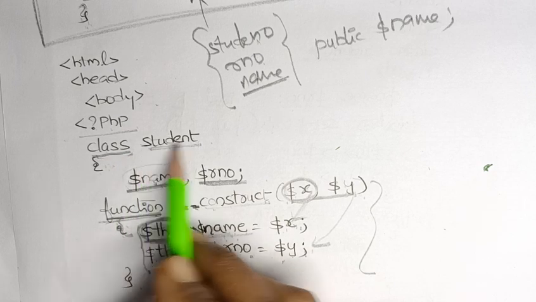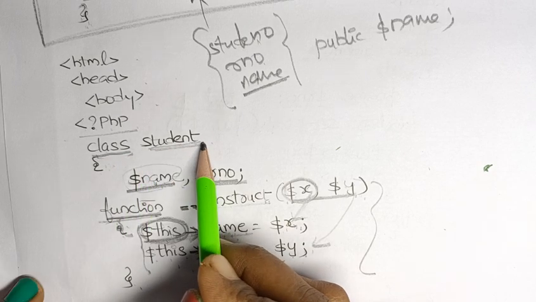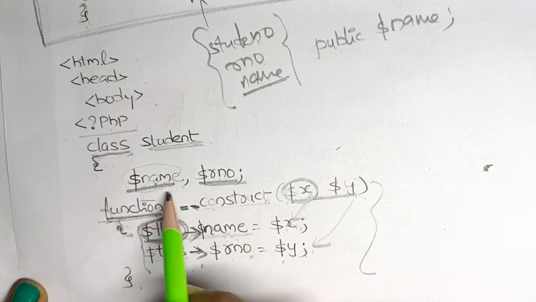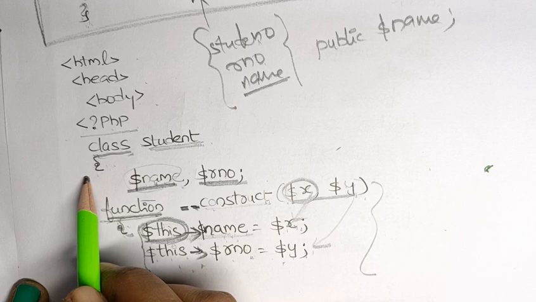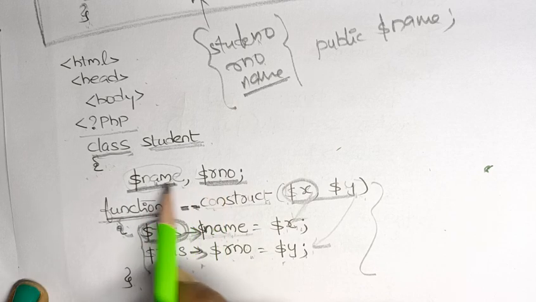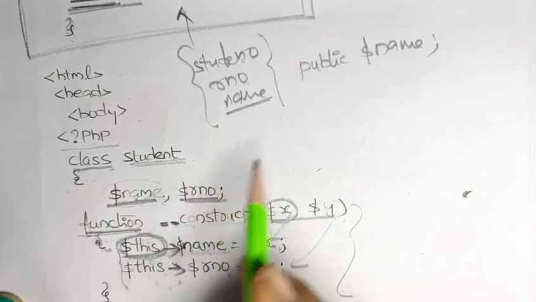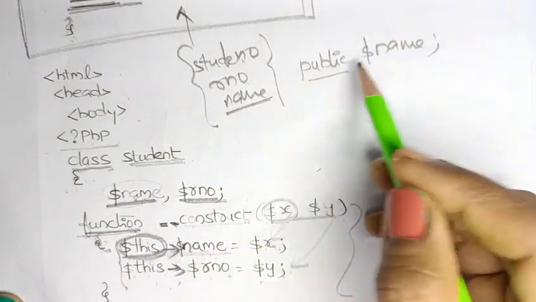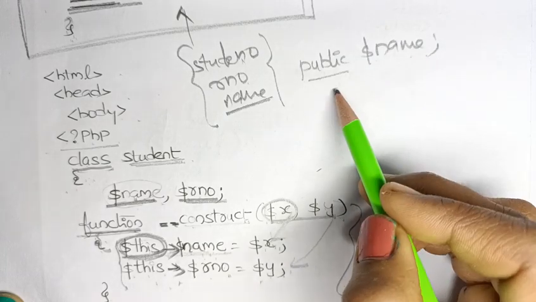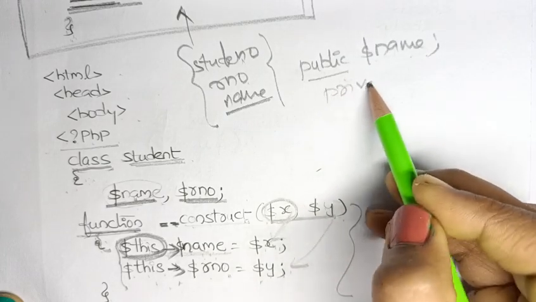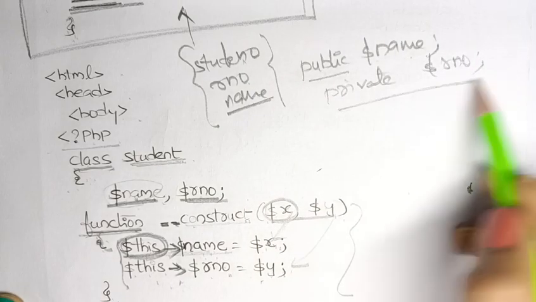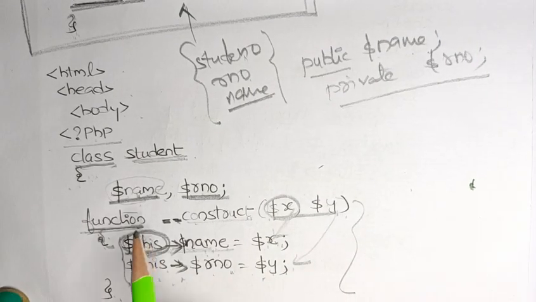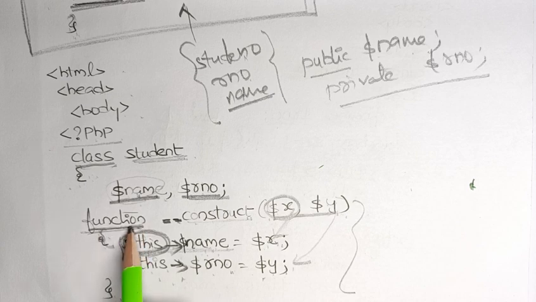Next, class. Within a class, I'm taking some class name as Student. Within the class, I'm taking name and roll number as the variables. Here you did not mention any access specifier, so by default it will consider these variables as public. If you want to mention an access specifier, you need to write public space $name. If you want to mention any variable as private, $rollnumber and so on. Already I have explained this in the previous video. Please watch it. Next, I am using a constructor.